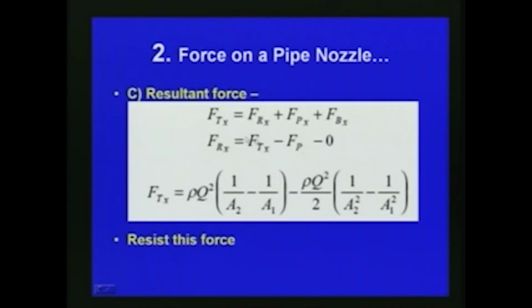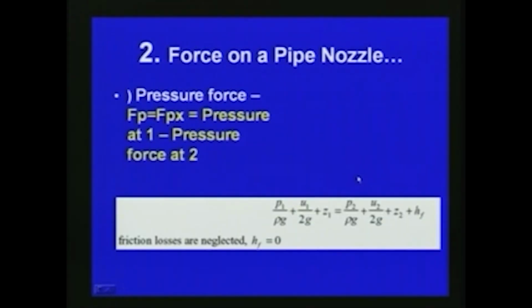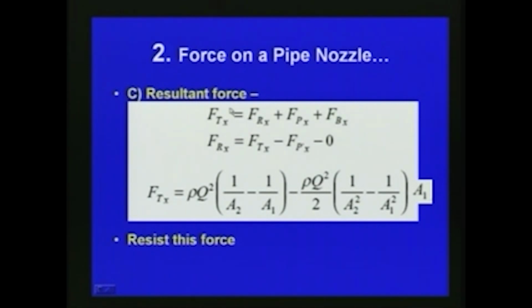So, finally, the total resultant force we can write as F_tx is equal to F_rx plus F_px plus F_bx. The body force is 0, F_p is the pressure force and F_r is the resultant force, which we have already found here. So, F_rx can be written as F_tx minus F_px minus 0. This is how F_rx is obtained.